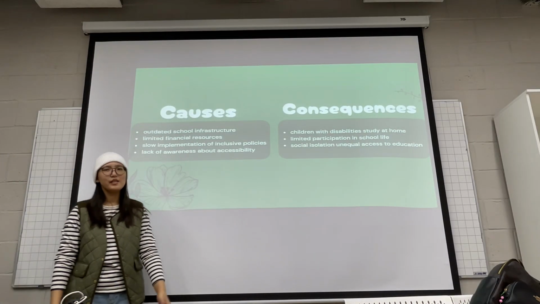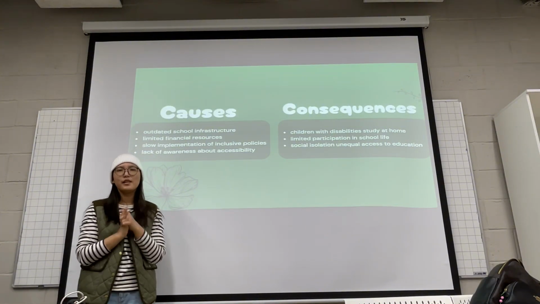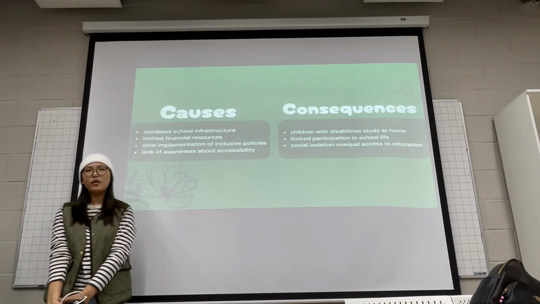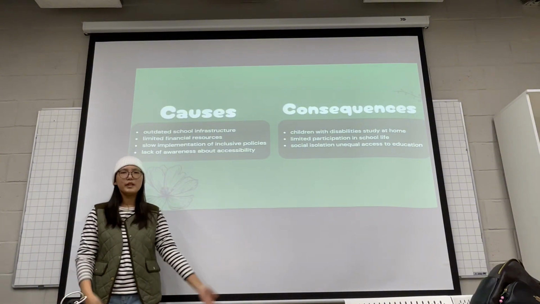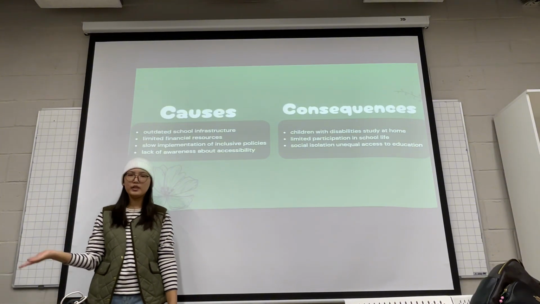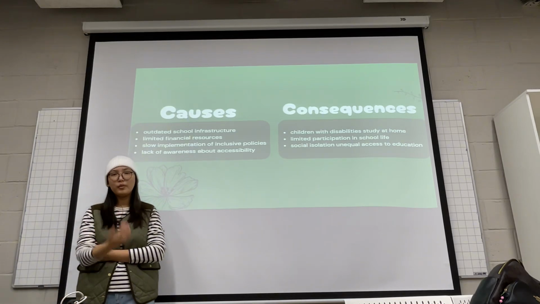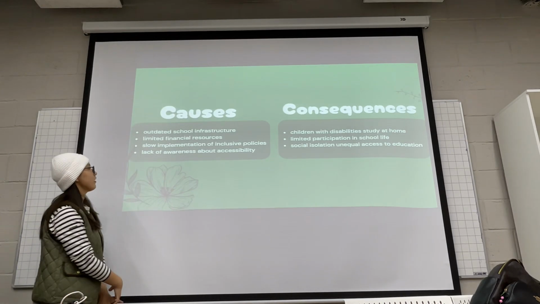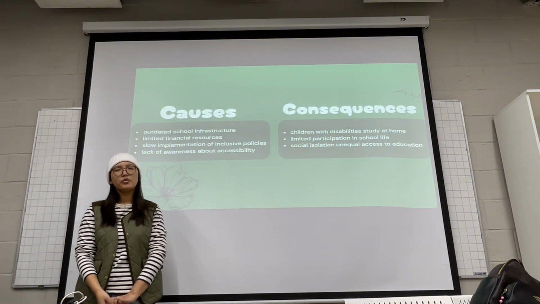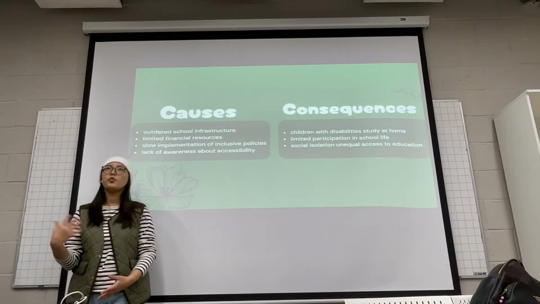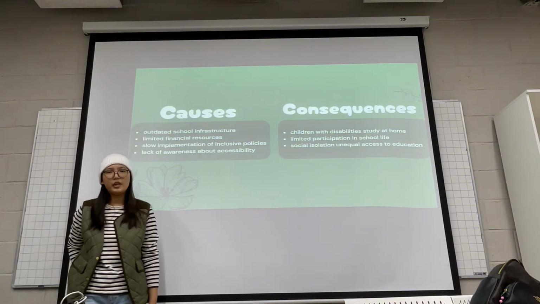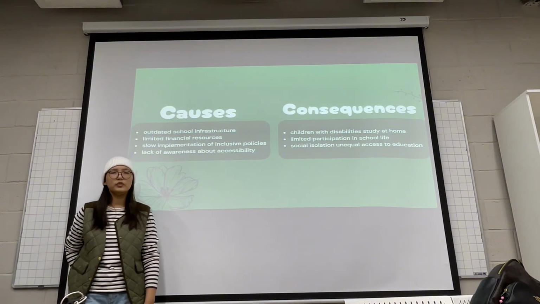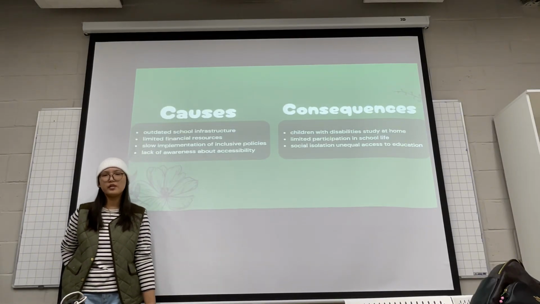There are several reasons why physical barriers still exist in schools in Kazakhstan. First, many of the school buildings have outdated infrastructure, because they were built before inclusive education became a priority. Second, schools often face limited financial resources, and installing ramps, elevators, or accessible toilets requires additional funding. Another reason is a slow implementation of inclusive education policies. Sometimes people also do not fully understand the importance of accessibility. These barriers create serious consequences.